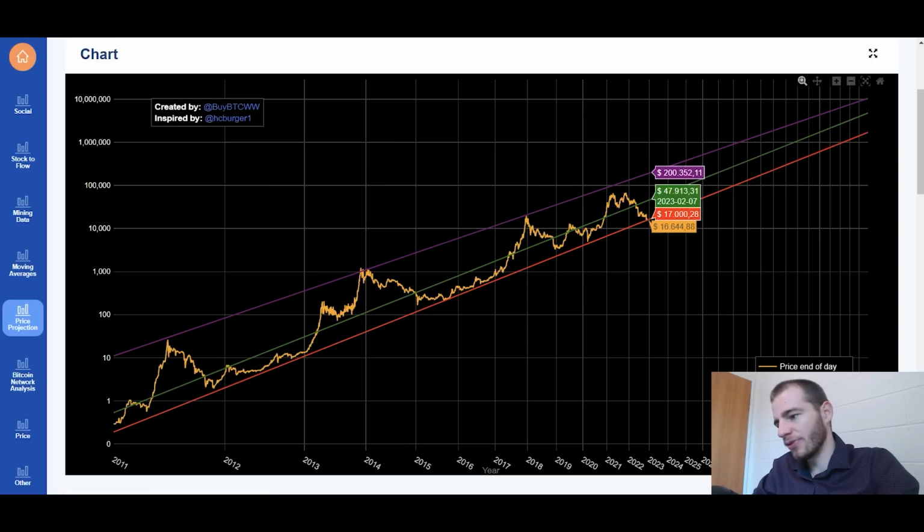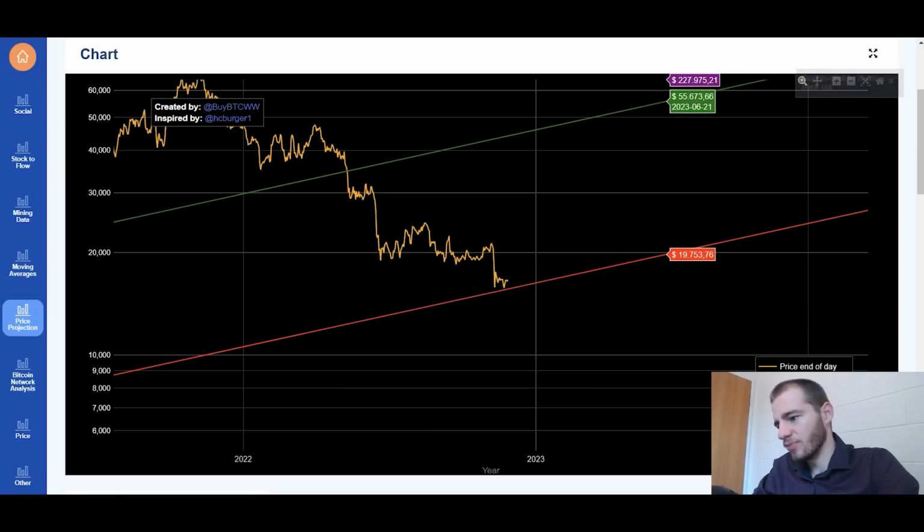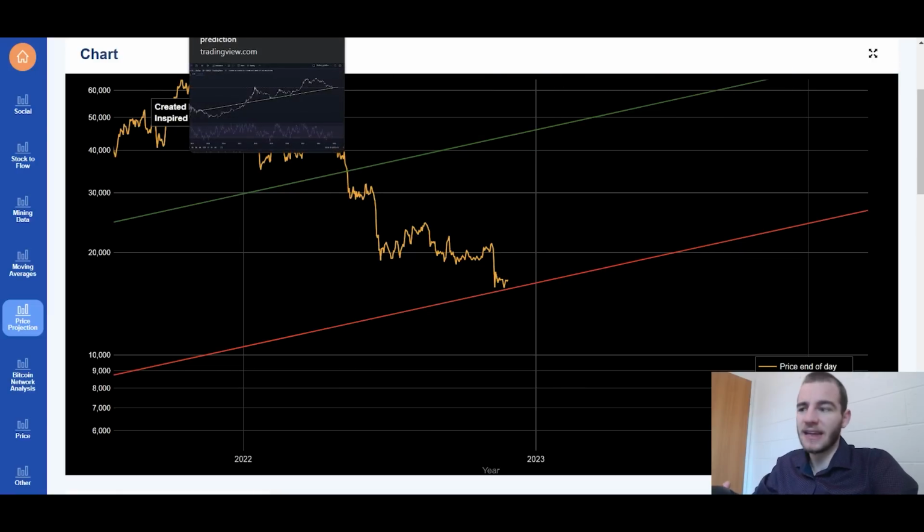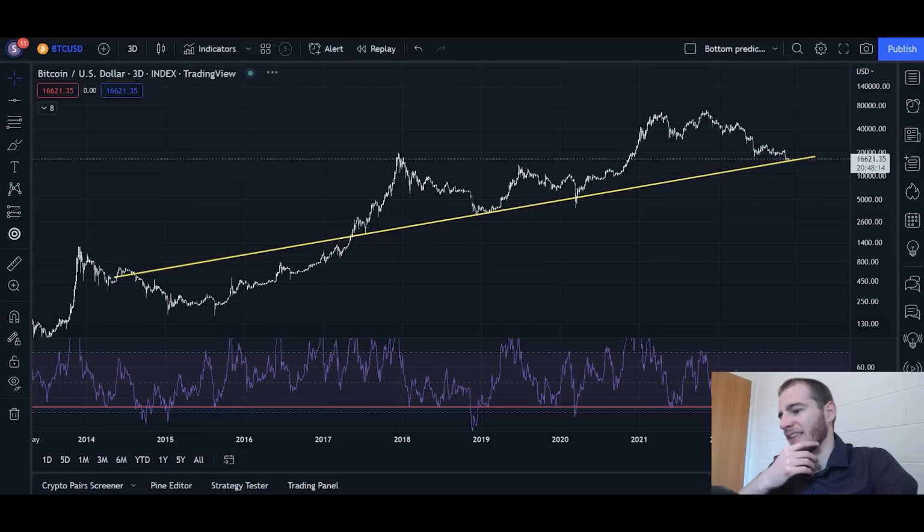We're kind of on support there at the red line. We'll zoom in and you can see, yeah, red line, we're on support. We haven't lost that yet. So that's another bit of an indicator for major support there on Bitcoin in this price region.